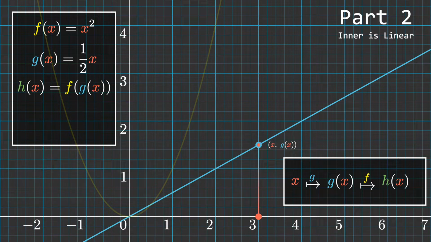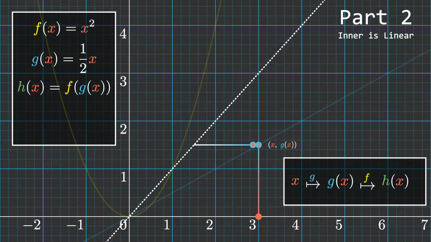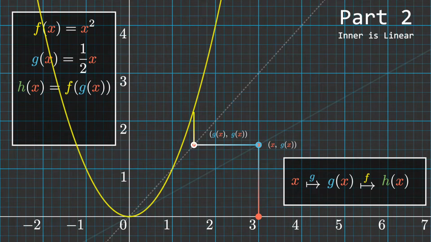Well, a trick to visualize that process is to project the point onto the line y equals x, and then treat the x value of that point as an input to find the y value on the f graph. Now, this y value we obtained is the result of mapping x to h of x.